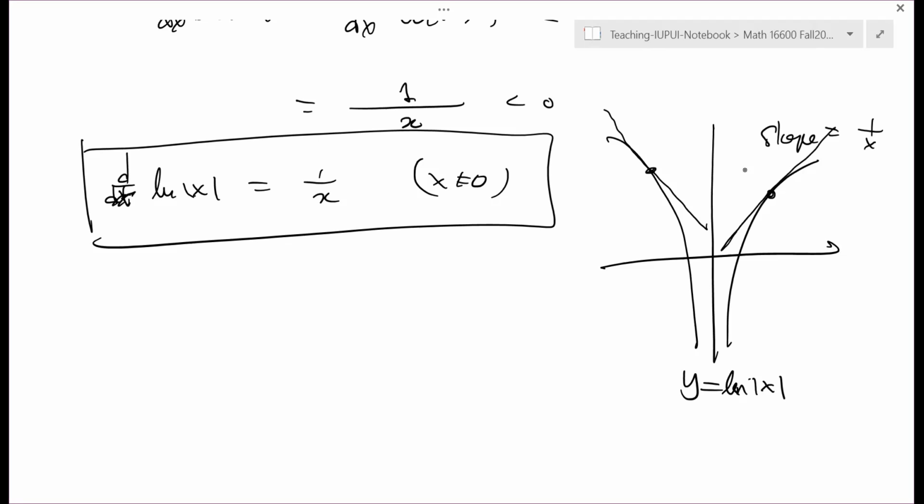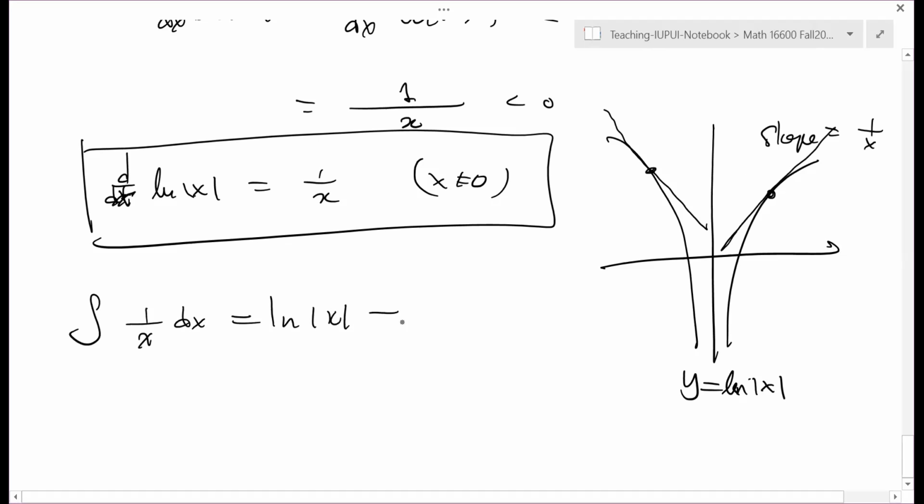Now, because of this formula, if I ask you to find the antiderivative of this function, what do you have to put there? You cannot just put the natural log of x, because I do not specify the sign of x. x could be negative, could be positive. So you should write the natural log of the absolute value of x, unless I specify that x is positive. If 1 over x is defined on the positive side of the x-axis, then you just put the natural log of x. Otherwise, in general, you should have the natural log of absolute x plus c.